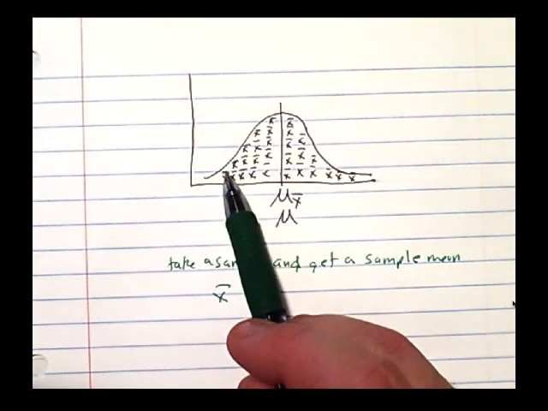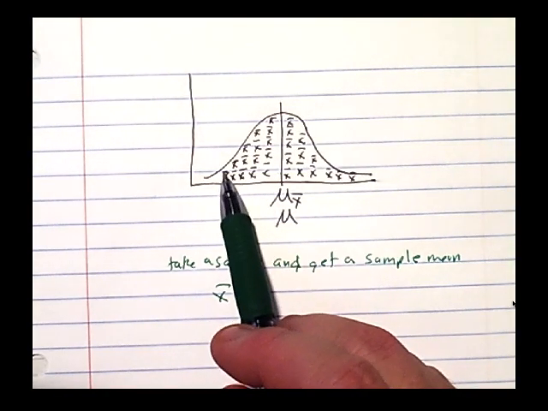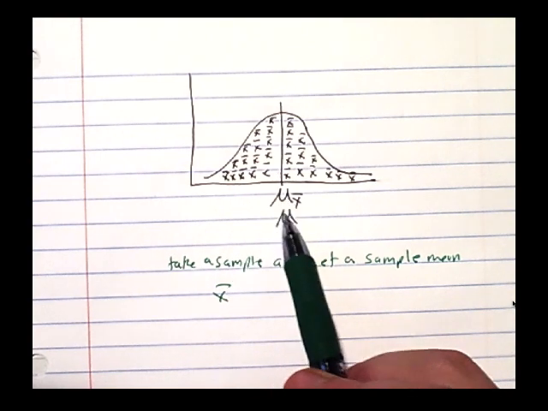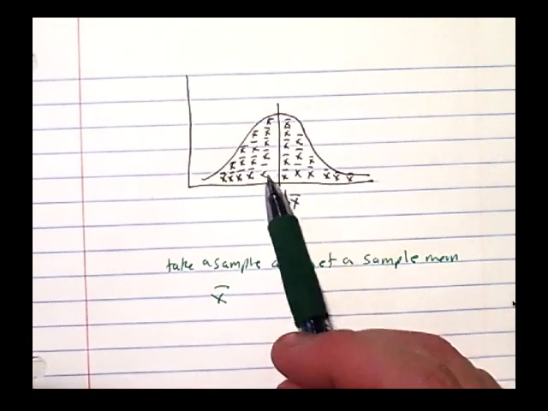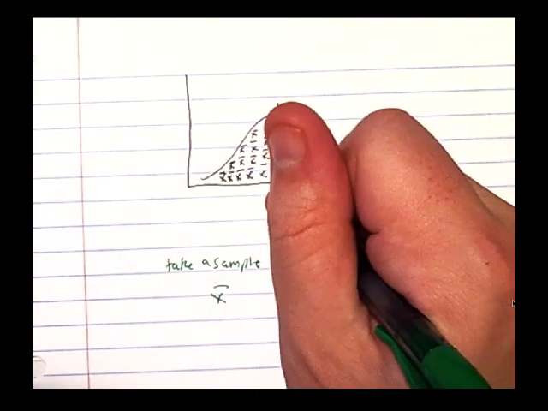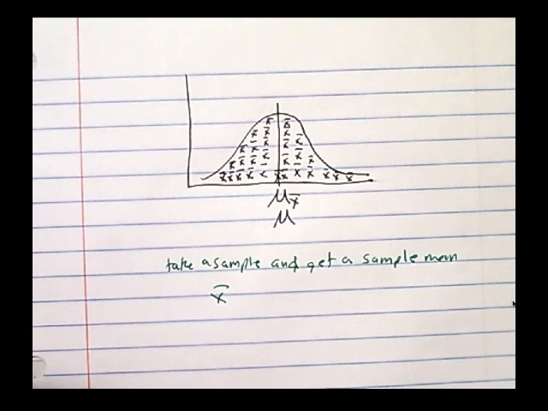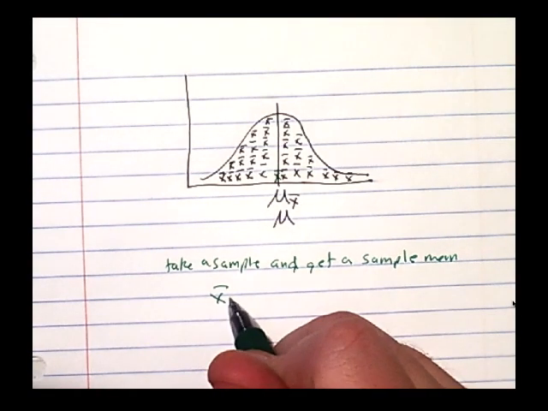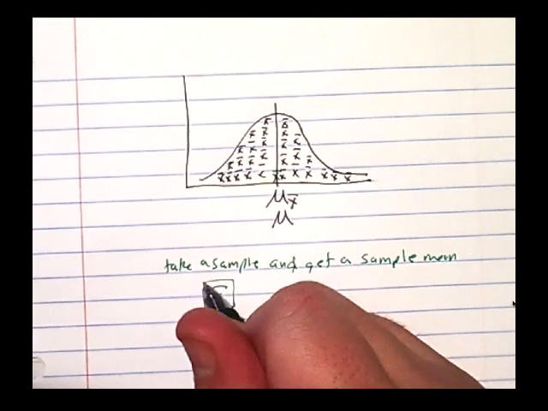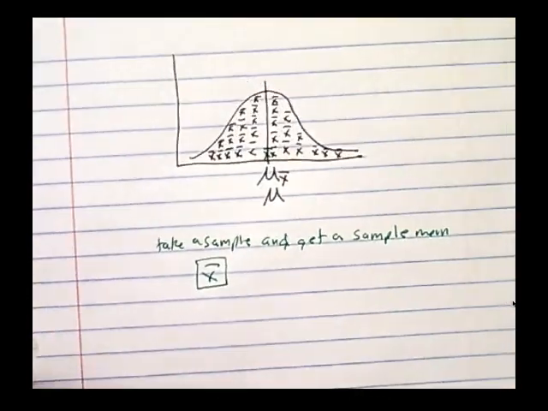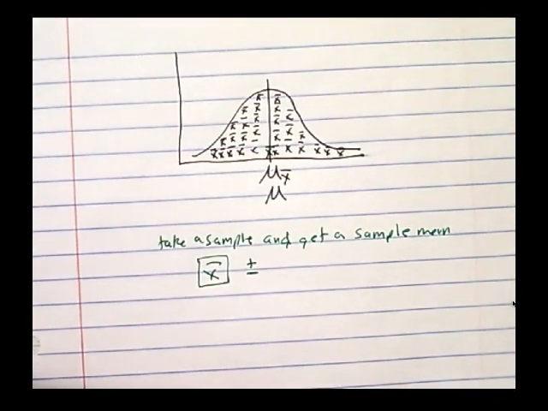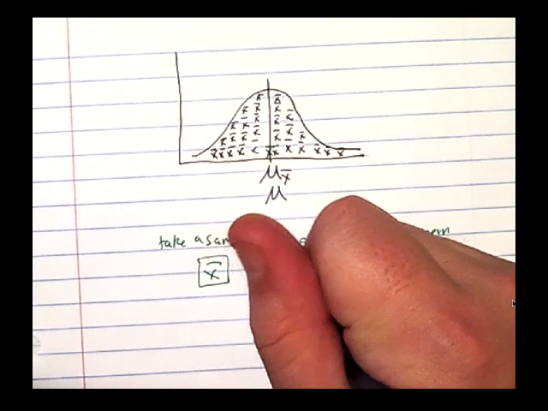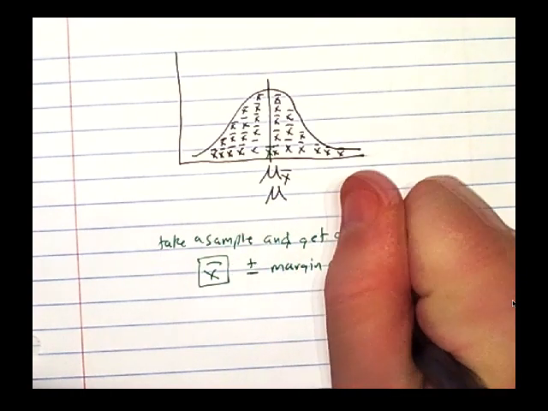The problem is I don't know which x-bar I'm getting. I could be getting an x-bar that's really, really far away from the true mean, hypothetically. Or we could be getting an x-bar that's right in line with the true mean. So what we have to do is take our sample statistic, or our point estimate, as it's known, and add some sort of slack. And we call that slack the margin of error.